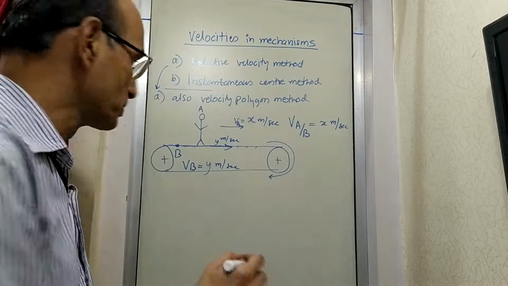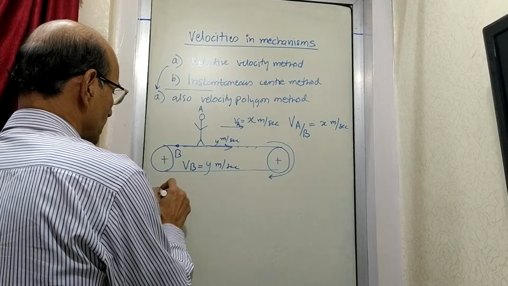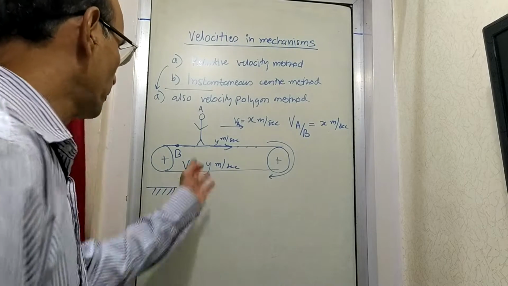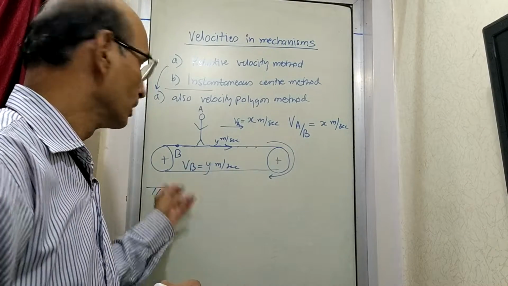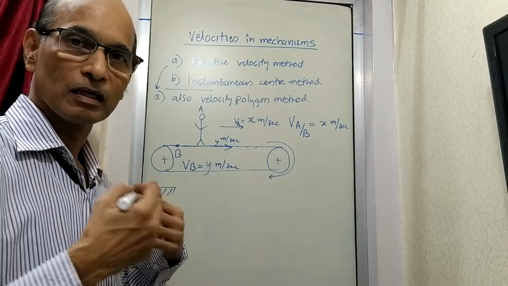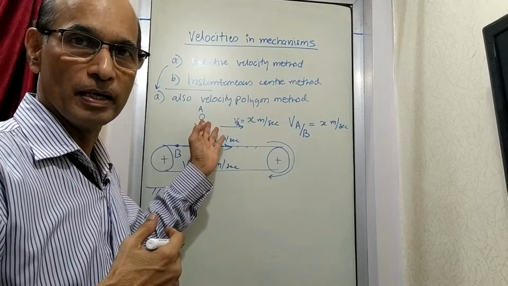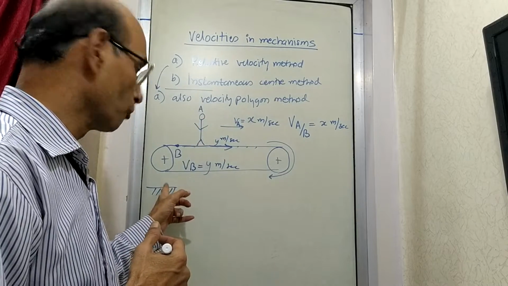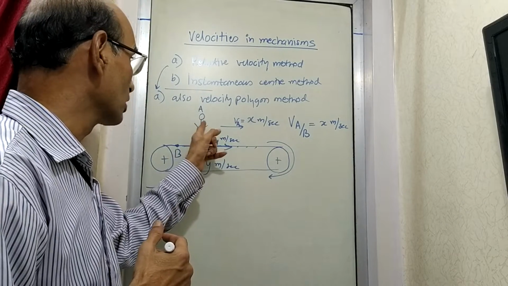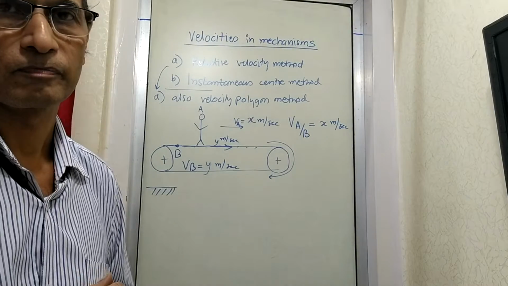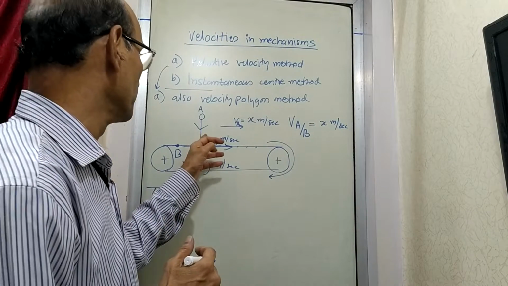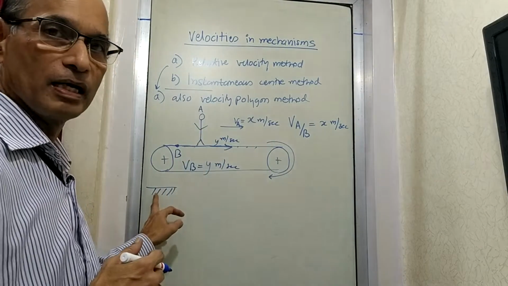Now for an observer here, suppose I am still standing here, because now the fixed reference is here. This is moving. I am the person who wants to see the velocity of A. So I am standing here. So for me, what is going to be the velocity of A now? That is the question. What is going to be the velocity of A for a person standing here?